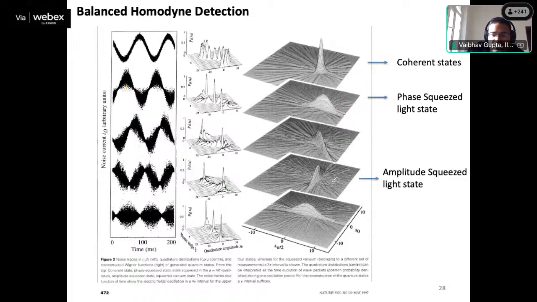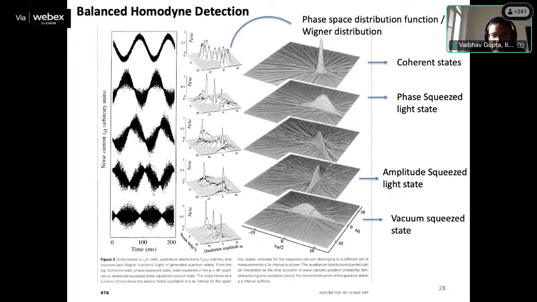Now, similarly, this is the amplitude squeezed light. So in the amplitude direction, there is very little noise. You can measure amplitude very easily. But in the phase, you will have a hard time telling what is the real phase. And then finally, that is the vacuum state. So the Gaussian is at this location, and this is the vacuum state.